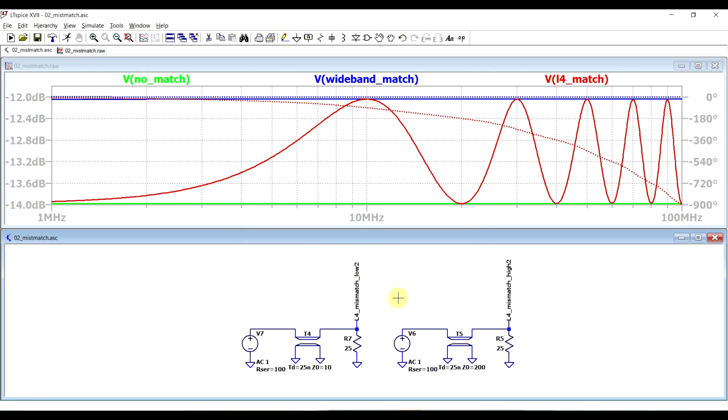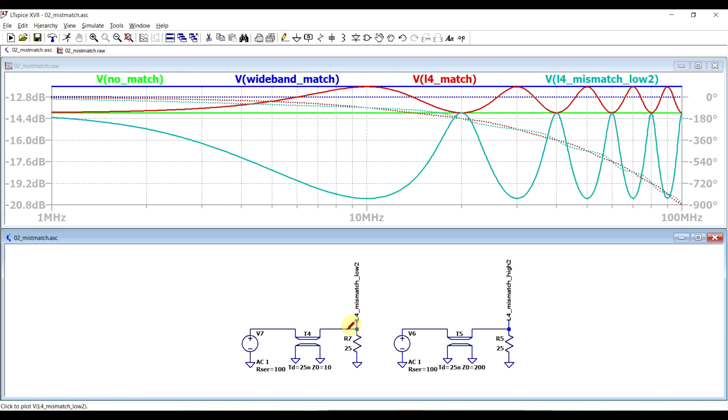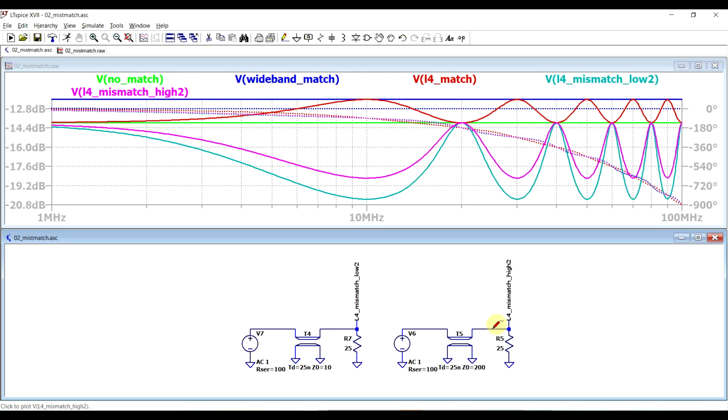Now, another important case to look at is what happens when the lines have an impedance which is outside the interval of the two impedances to which it is connected. So in this case, I put a 10 ohm line which is smaller than the smallest 25 ohm, which is the load in this case. And I also have a line which is 200 ohms, which is a larger impedance than the signal source, which is 100 in this case. If we look at the response of these two, well, we see a slightly different behavior.